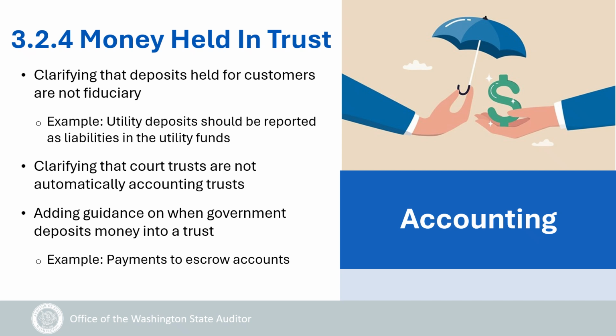The BARS Manual will also be updated to provide guidance on when a government puts money in a trust. An example of this is a payment to an escrow account. Money in escrow remains in the government's name until it is released, which means it would still be reported by the government.